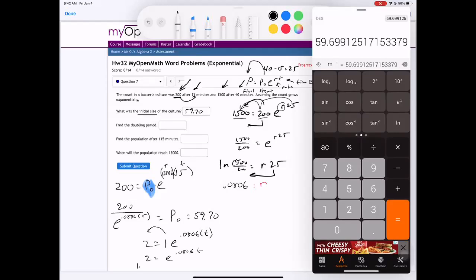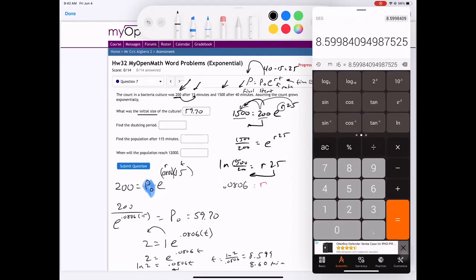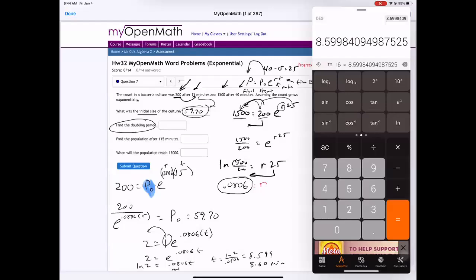We're going to natural log both sides. Natural log of 2 is equal to, the e cancels out, 0.0806 t. We can divide this decimal over. T is equal to natural log of 2 divided by 0.0806. So natural log of 2 divided by 0.0806, and then we end up with 8.599. We're going to round up to 8.60 years. Oh, sorry, 8.60 minutes. So the doubling period is going to be 8.60 minutes.